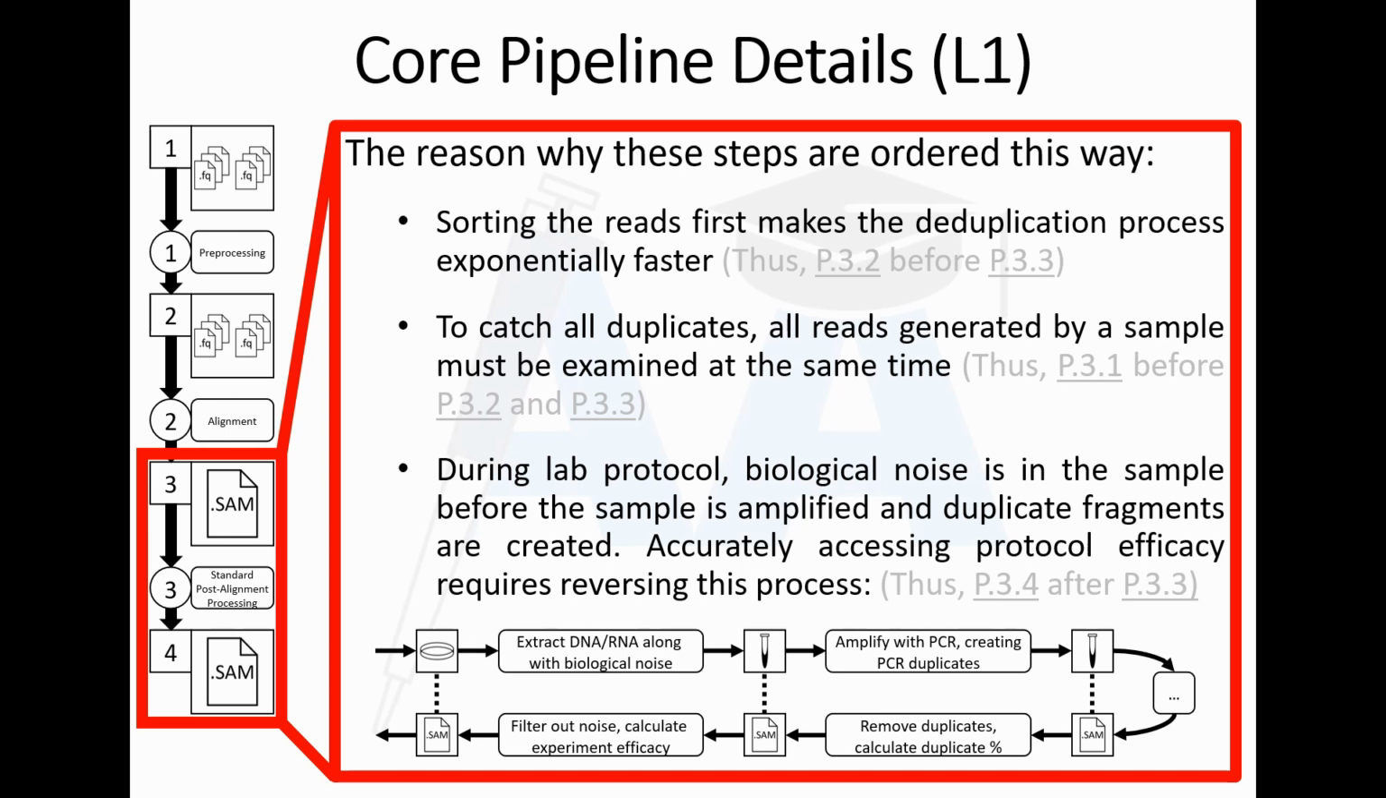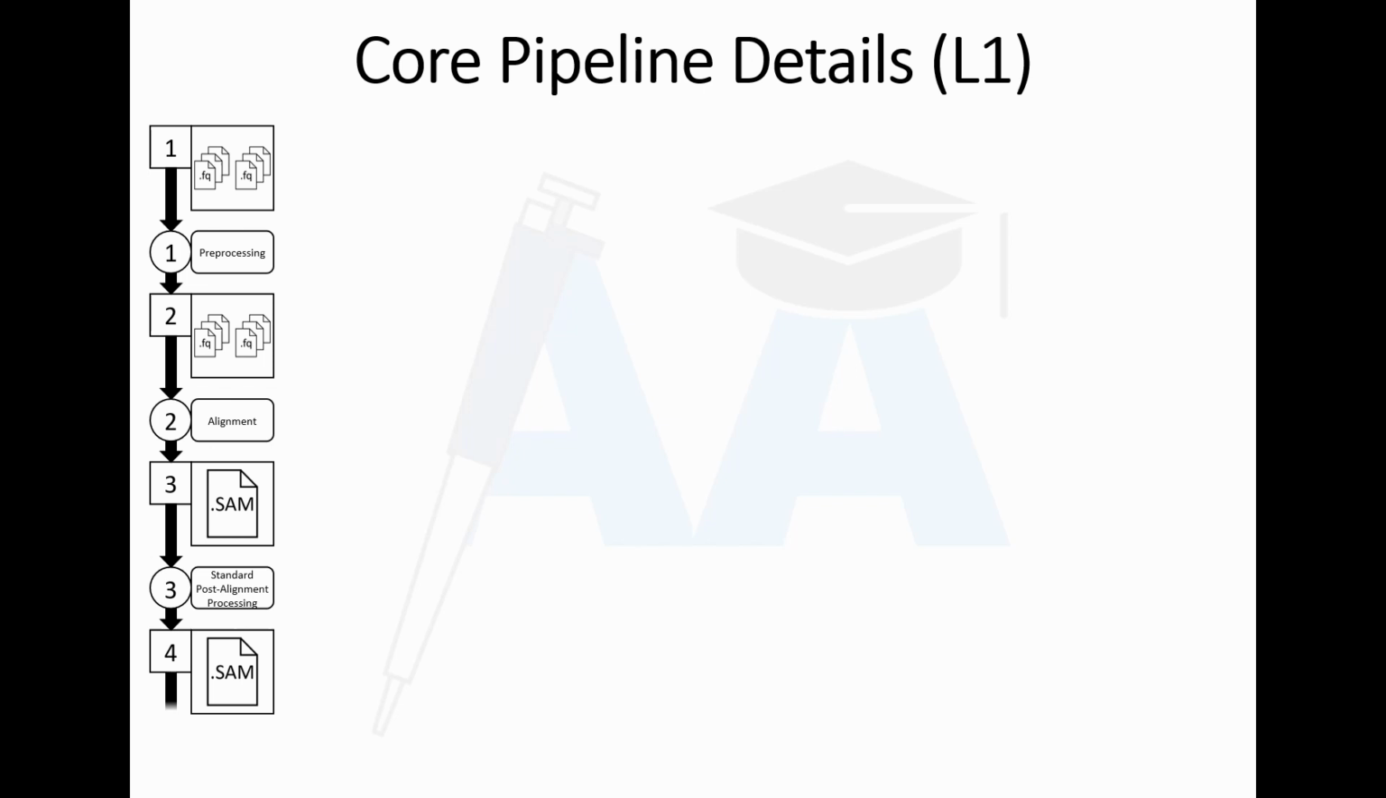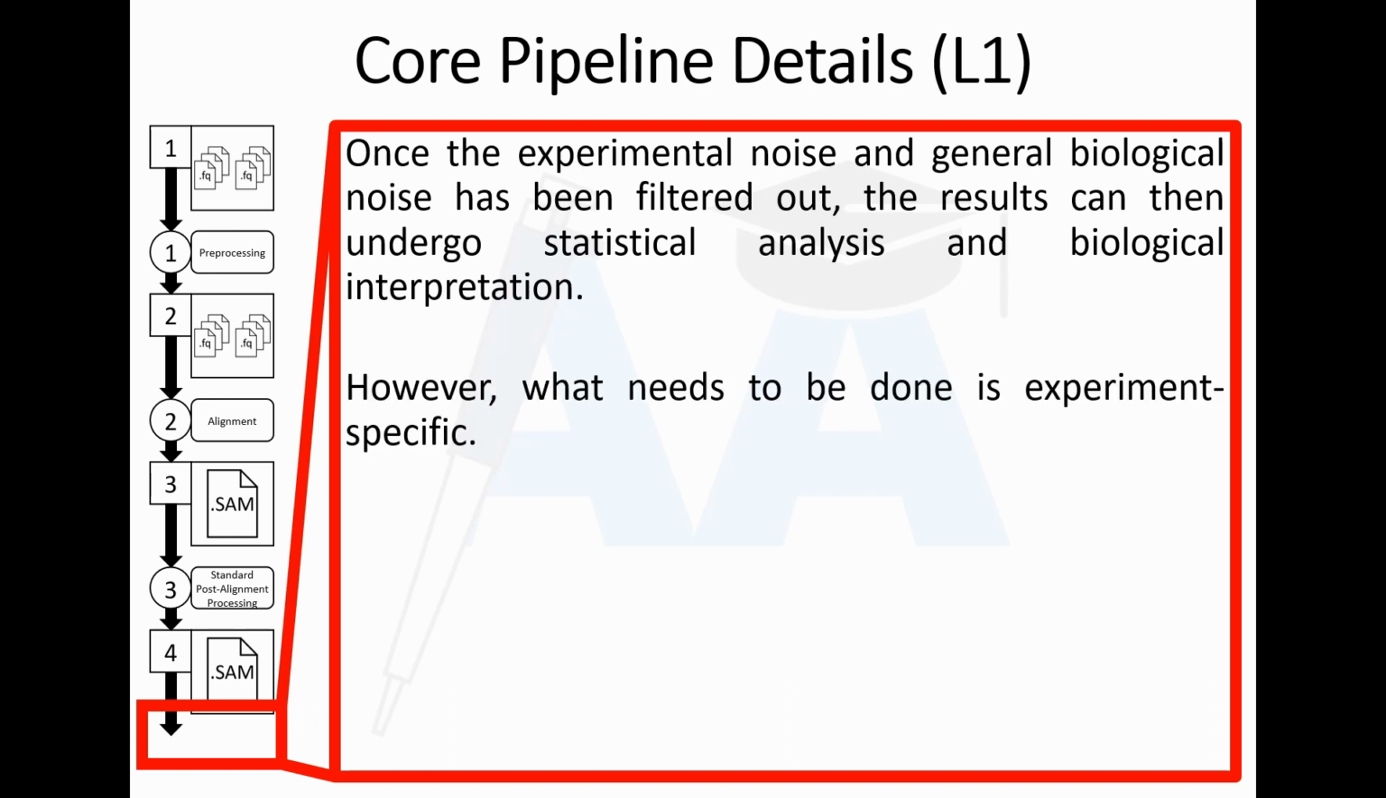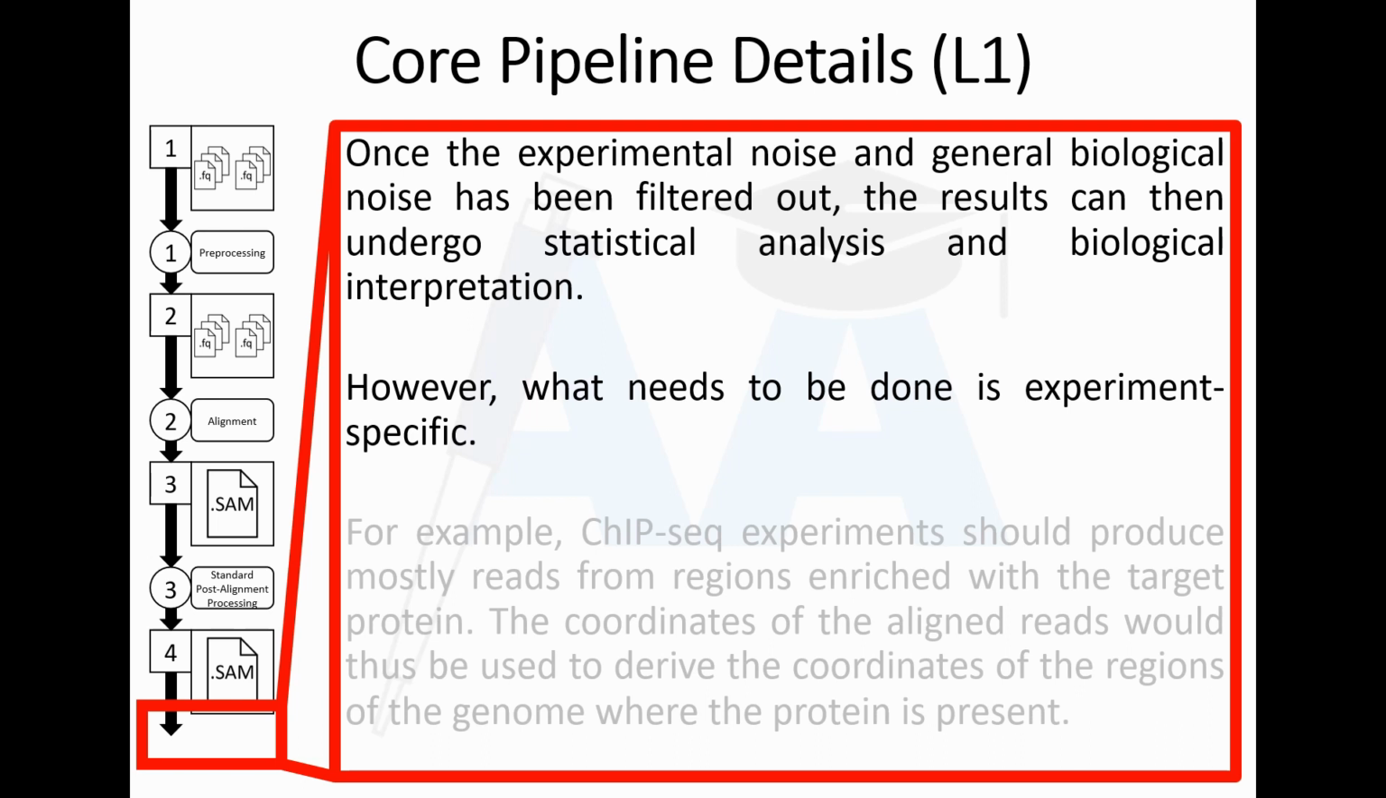Once the experimental noise and general biological noise has been filtered out, the data is now ready to undergo statistical analysis and biological interpretation. This is where the core pipeline ends, because the analyses which need to be performed are going to be experiment specific, and these can be very different from one another.